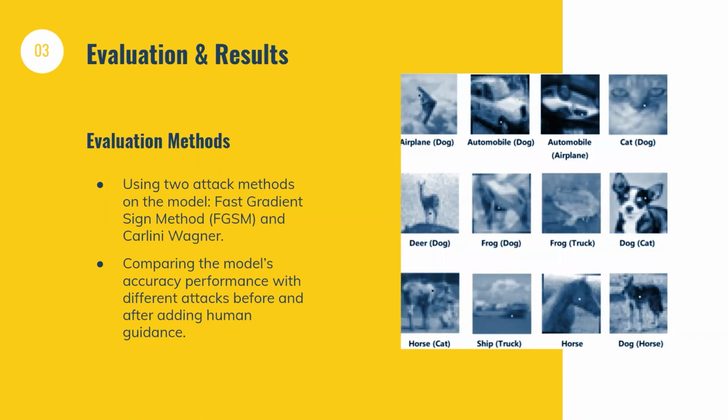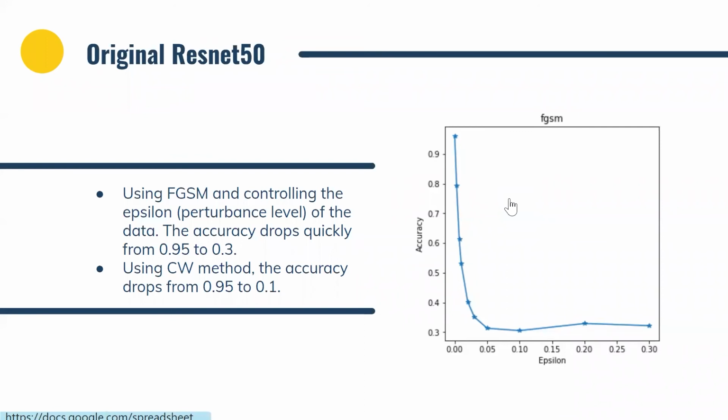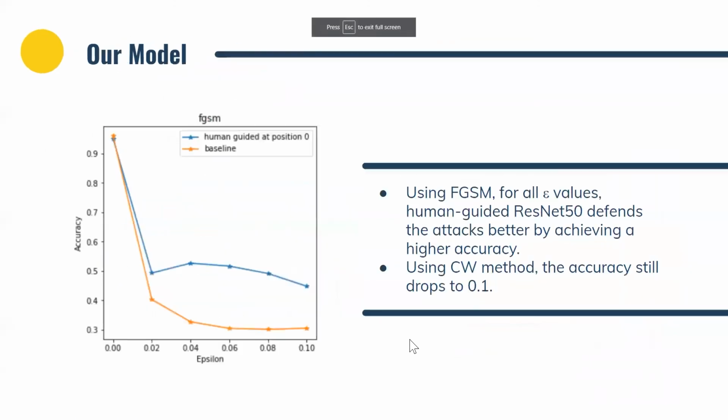To evaluate whether the robustness of the human-guided model improved, we evaluate them by using 2 adversarial attack methods on the input data: the fast gradient sign method and the Carlini-Wagner method. Here is the result of the baseline. Using FGSM and controlling the epsilon, which is the perturbation level, the accuracy drops quickly from 0.95 to 0.3. Using the CW method, the accuracy drops to 0.1.